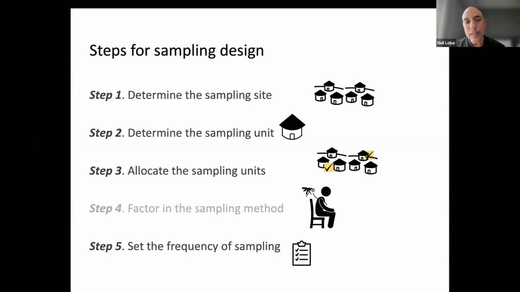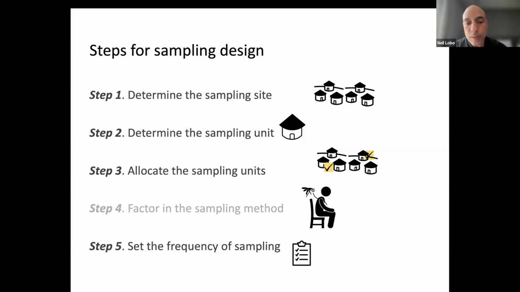The second part is to determine the sampling unit. In this little picture, it is a house. And step 3 is to select or allocate the sampling units. Since most of us cannot collect at every single house in that village, we'll have to select which ones we're going to work in. The fourth step is to factor in the sampling method.